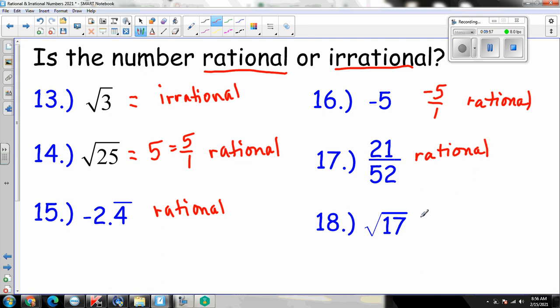And number 18, the square root of 17. Well, there's not a number times itself to give me 17. 4 times 4, 4 squared is 16. 5 times 5, 5 squared is 25. The square root of 17 is a number that's a little more than 4, and it's going to be a decimal that keeps going and doesn't repeat. So it is irrational. So this is an irrational number.